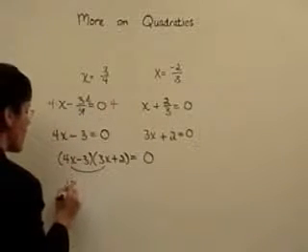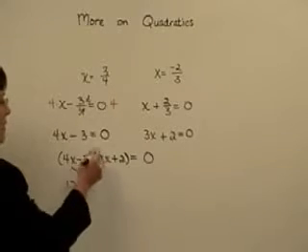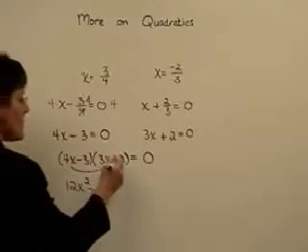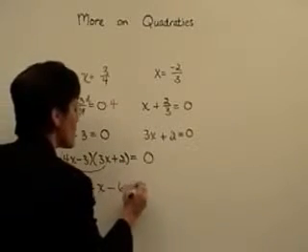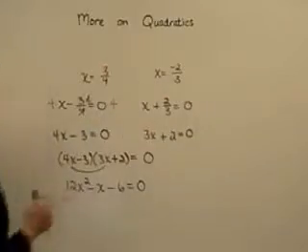So here I get 12x squared, and then 4x times 2 is 8x. Here I have a minus 9x. Those add to be a minus x, and a minus 3 times a positive 2 is a minus 6. And I'm done. This is the quadratic equation that has these two solutions.